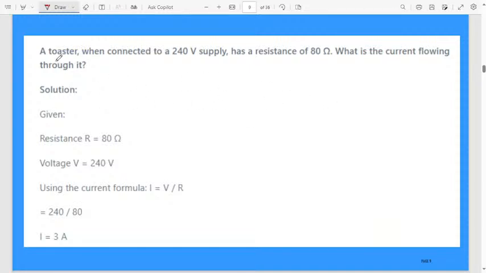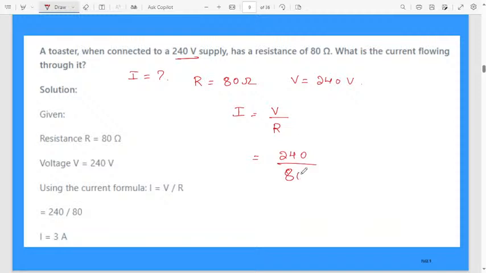A toaster, when connected to a 240 volt supply, has a resistance of 80 ohm. What is the current flowing through it? You have to find the current. Here resistance is given, 80 ohm. Then voltage is given, 240 volt. You know the formula: I will be V divided by R. V is 240, resistance is 80, 0 gets cancelled, 8 threes are 24, so the current will be 3 ampere. Very easy question.